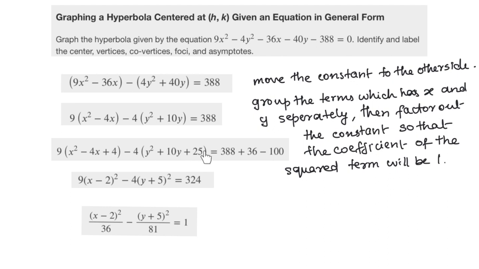Here we need to complete the square by adding the constant 25. We are getting 25 by dividing 10 by 2, then squaring: 10 by 2 is 5, and 5 squared is 25.